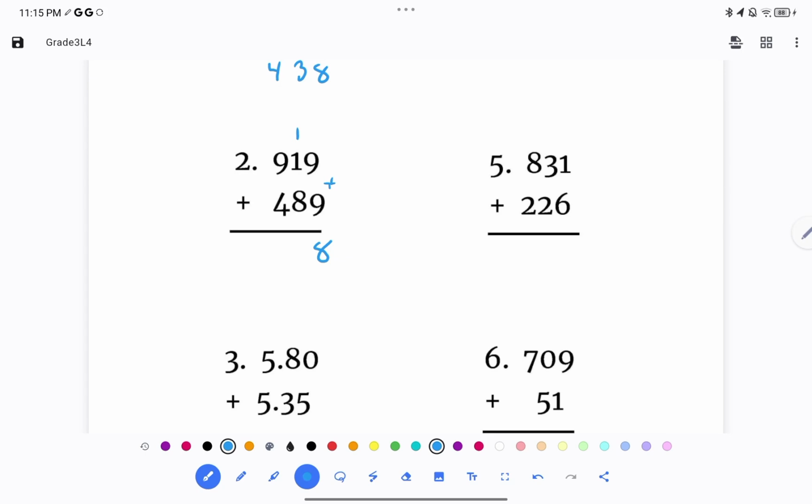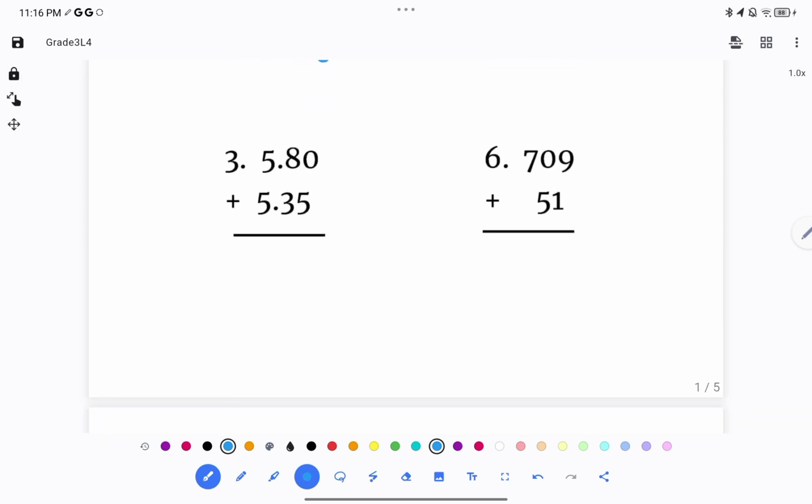Then we have this one: 9 plus 9 in the ones place is 18, carry the 1 over to the tens place. 1 plus 1 plus 8 is equal to 10. Put a 0 in the tens place, carry the 1. 1 plus 9 is 10. 10 plus 4 is 14. Put a 4 in the hundreds place, carry the 1. So we get 1,408. Alright, now we have a decimal problem.